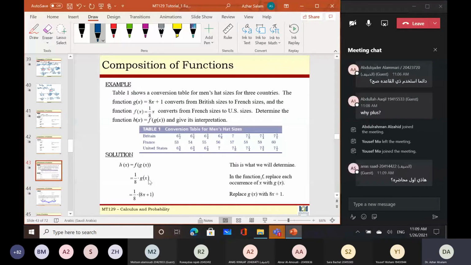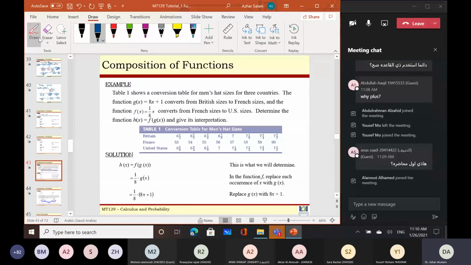Okay, for the second example in the slide, here I have the composition. It gives you the representation, the interpretation, of the composition operation. This is the second lecture, not the first lecture. We had a lecture last week. Okay, here.